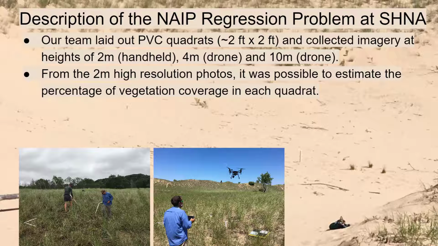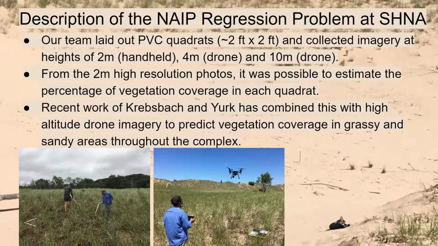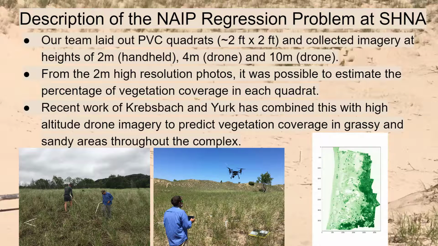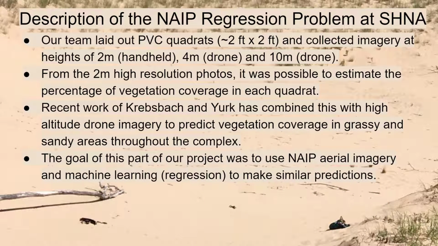From the 2-meter resolution photos, it was possible to estimate the percentage of vegetation coverage in each quadrat fairly accurately. Recent work of some members of our group then combined this with high-altitude drone imagery to predict vegetation coverage in grassy and sandy areas throughout the entire complex. The goal of what we were trying to do is to use the NAIP aerial imagery and machine learning algorithms in the form of regression algorithms to make similar predictions.